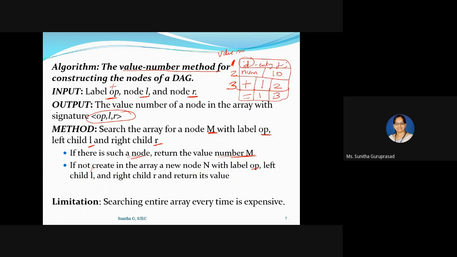But the main problem with the first method, the array method, is that searching the entire array every time is very expensive. That's the reason why we use a linked list. If you have hundreds of values in the array and you are using a linear search, you start from the beginning, 0, 1, 2, 3, and so on. Searching will be very expensive if you have thousands of values. But if you use a linked list, it will be easy.